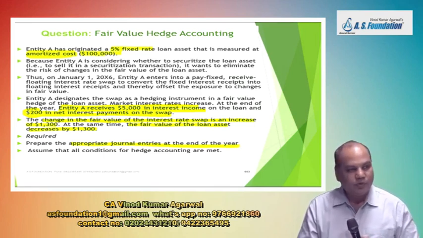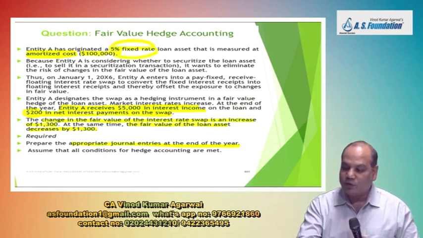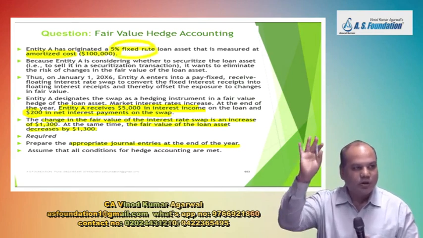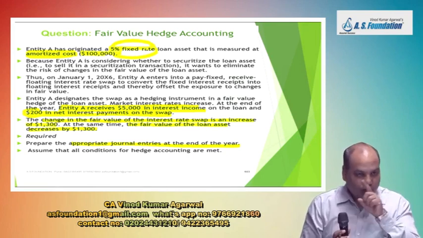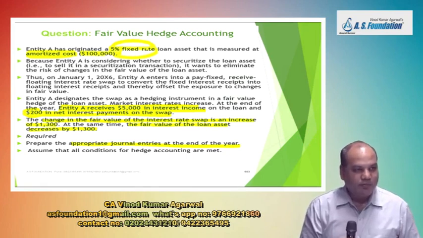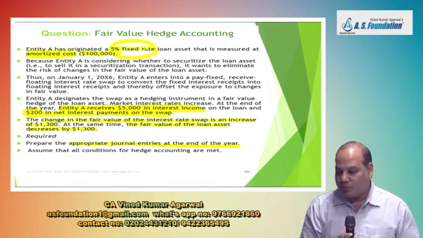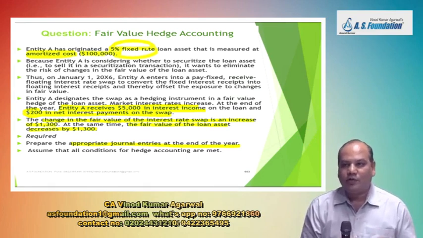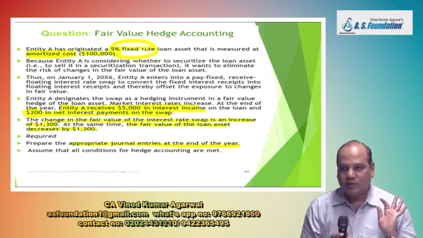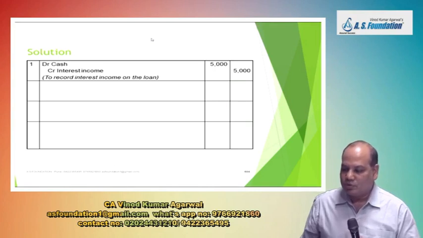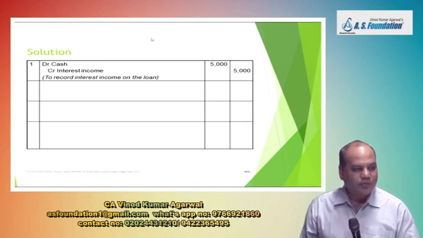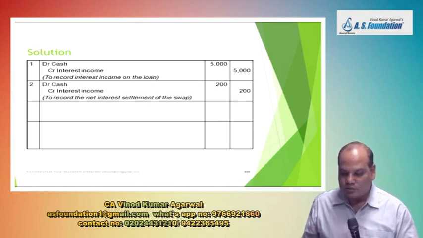So at the end of the year, you have to pass entries. I don't have to pass an entry for the issue of the loan, because that has already been issued at the beginning. Is it right? So pass 4 entries. First entry, pass an entry for interest received on the loan asset. Cash or bank account debit 5,000 to interest income 5,000, being interest income received on the loan.